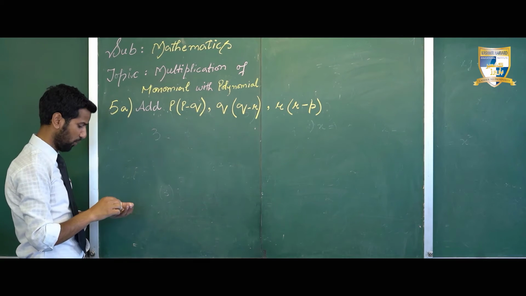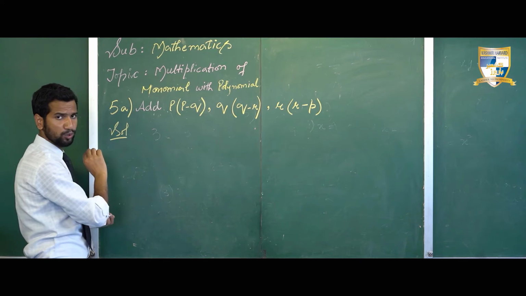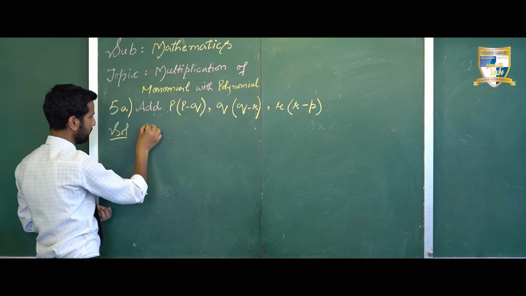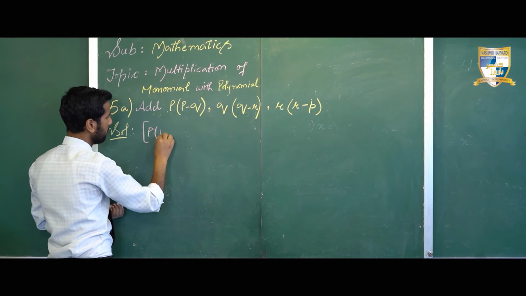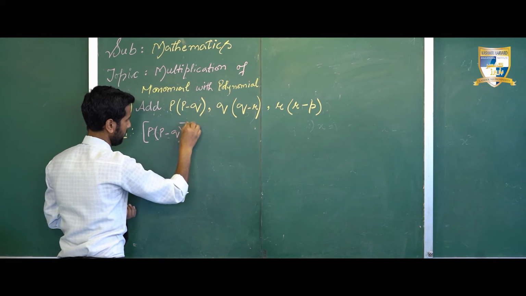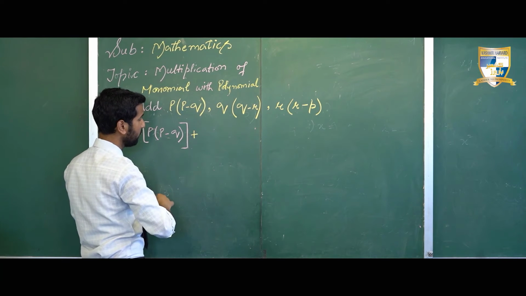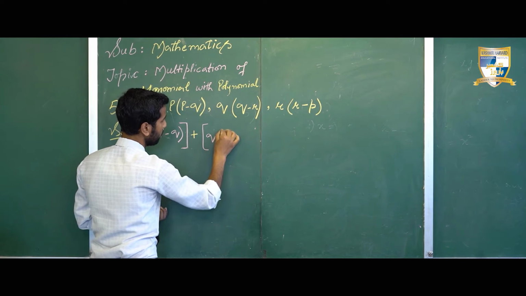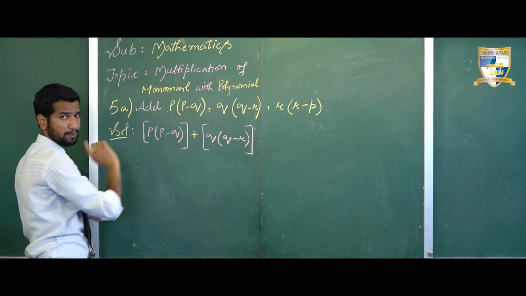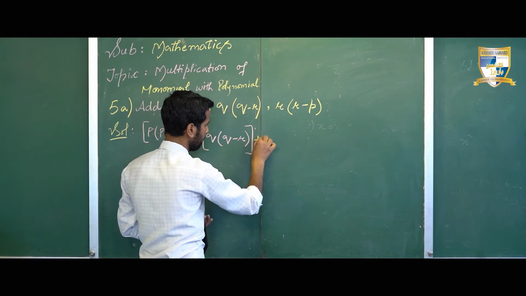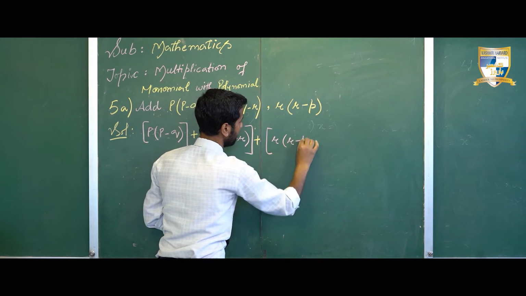So once again, we already know how to add. So how are we going to start our solution here? So this is the first expression. First we are going to write our first expression, that's P minus Q. Okay, this is the first expression, and we are going to add it with Q minus R, the second expression here, and then we are going to add it with R minus P.